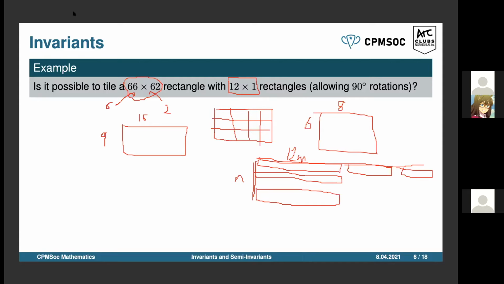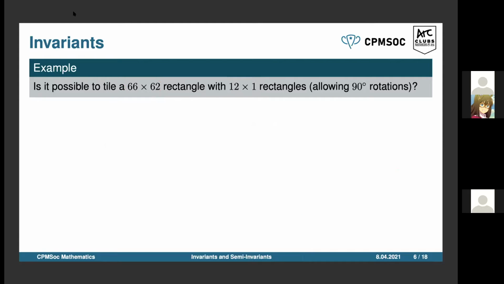But the question is whether this type of large rectangle is the only rectangle you can tile with 12 by 1 rectangles. So that's what we have to investigate. So yeah, we can go to the next slide, next dot point.